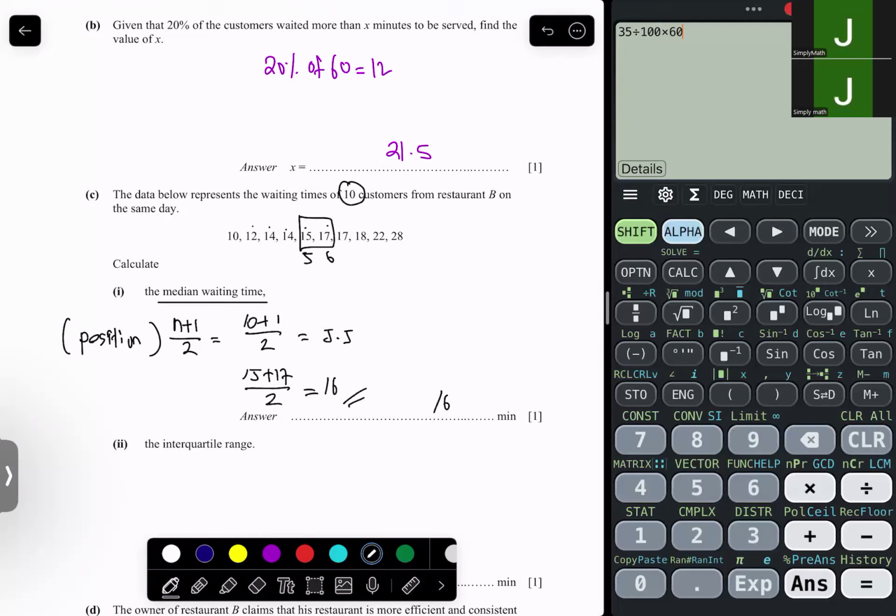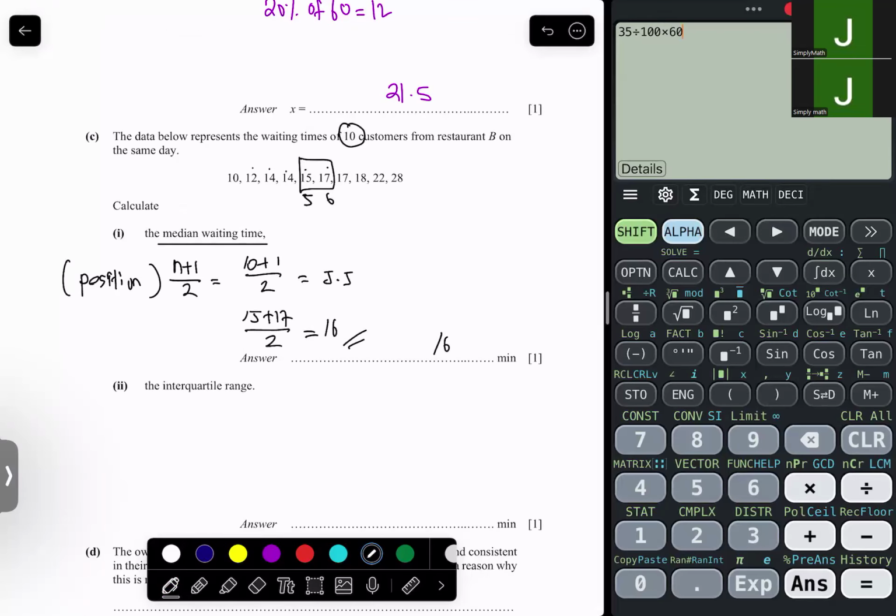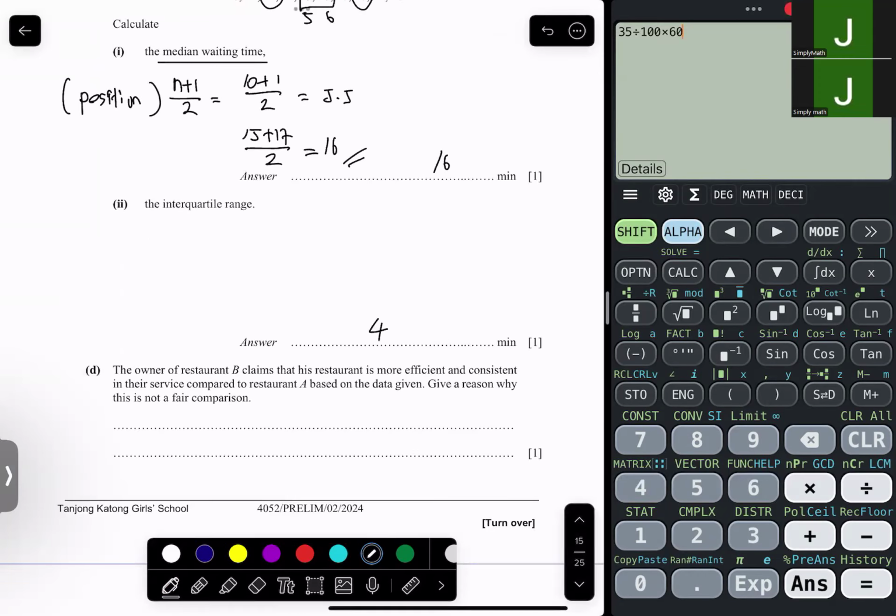Interquartile range. If the median is down here, to the left of it there are 5 data points: 1, 2, 3, 4, 5. To the right of it, including the 17, there are also 5 data points. Correct? So the interquartile range is the upper limit minus the lower limit. The lower limit of the 5 data points is 14, and the upper limit is 18. So 18 minus 14 is 4.